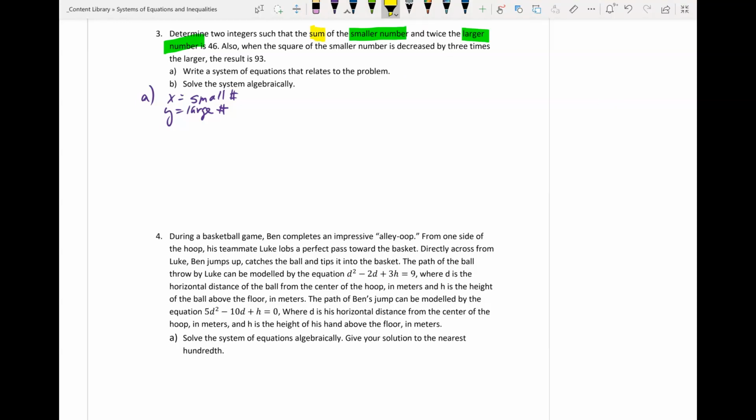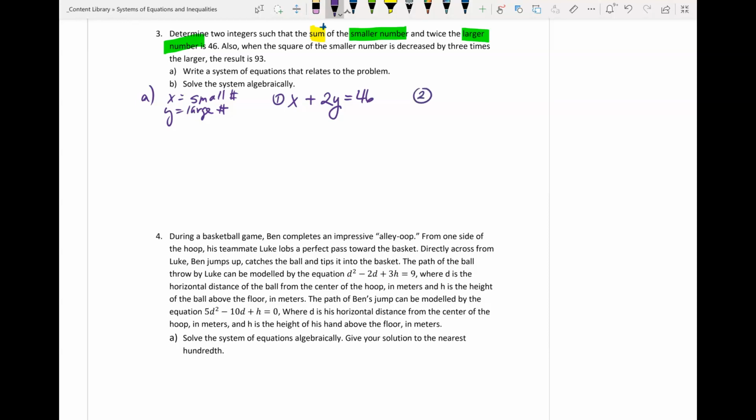The sum, that means we're going to add. So if we add up the smaller number and twice that larger number, in total we should get 46. So sum is adding. So if we add the small number, which is x, and twice the large number, which is y, we should get 46. That is our first equation. I'm going to call this one 1.